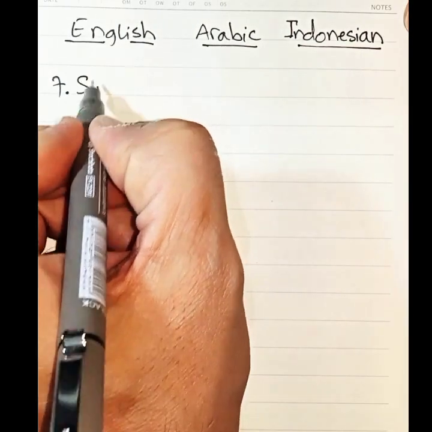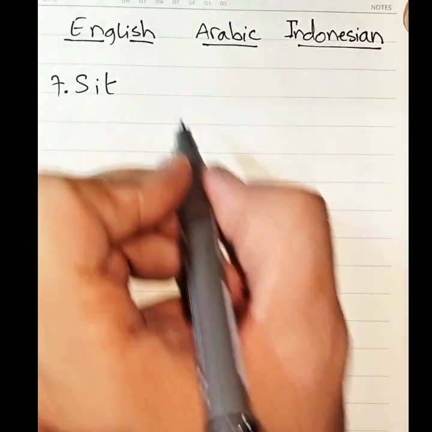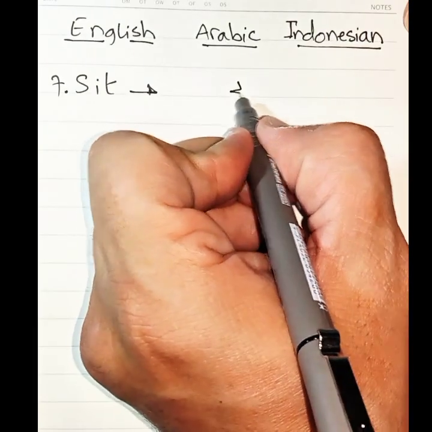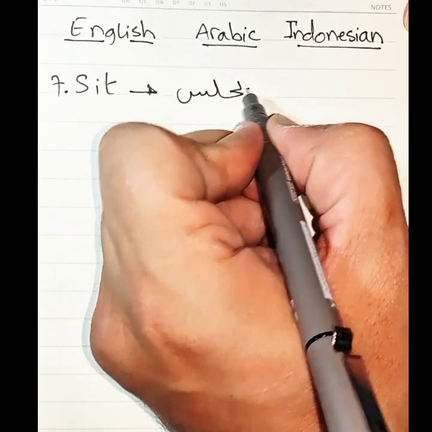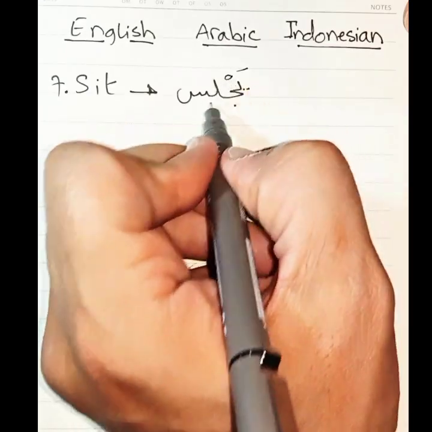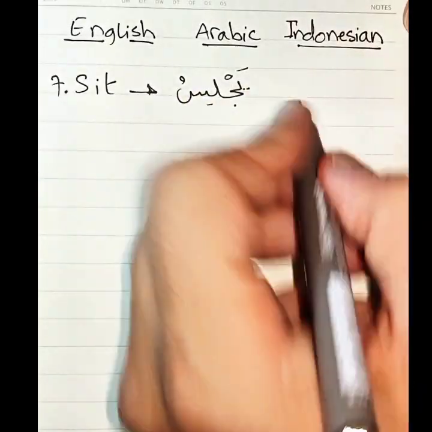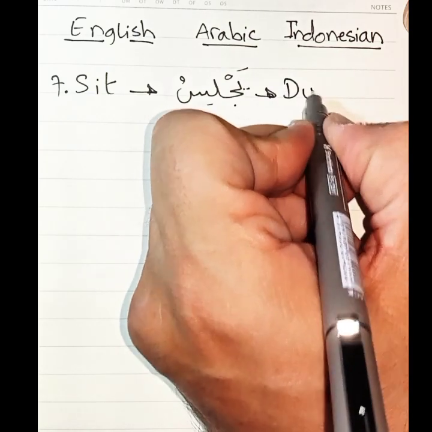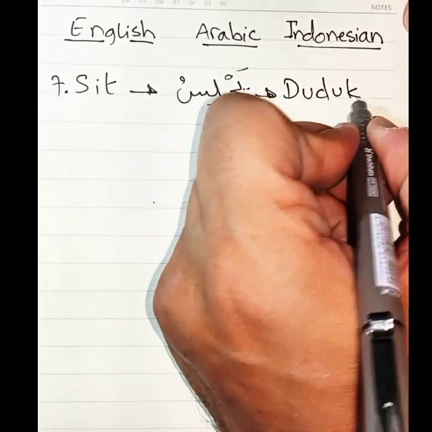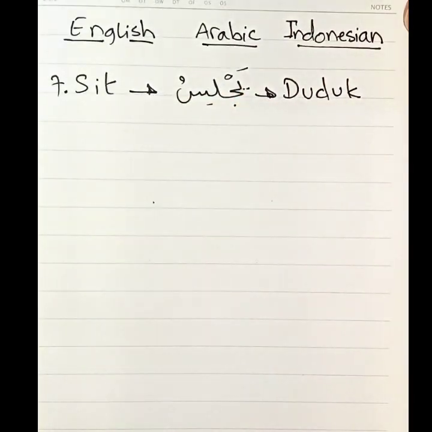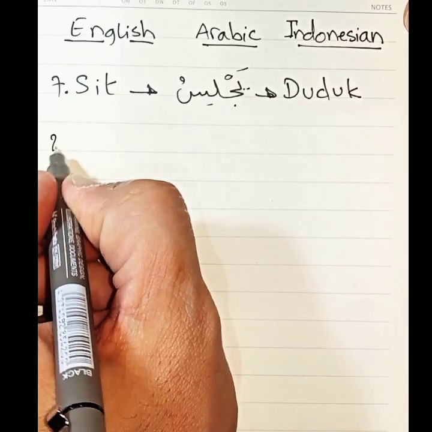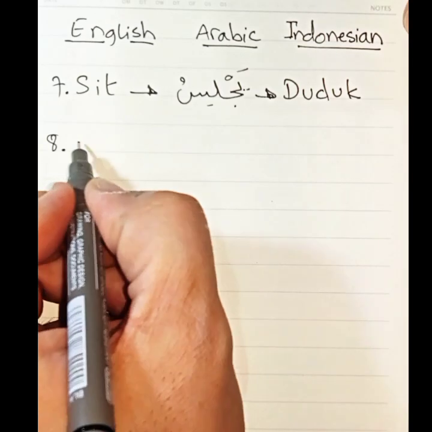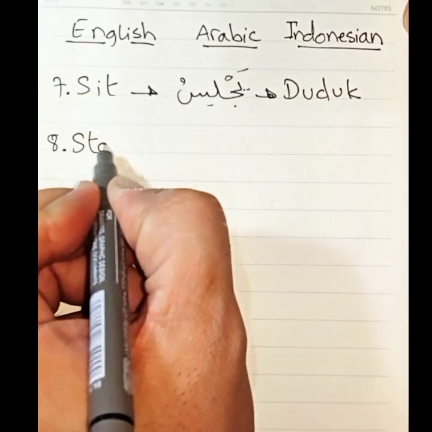Verb number 7. Sit. Be careful, it's sit. Short E. يجلس. Sit is يجلس. In Indonesian, it's duduk. Duduk. That K is not pronounced K. It's like a glottal stop. Duduk. Something like this.